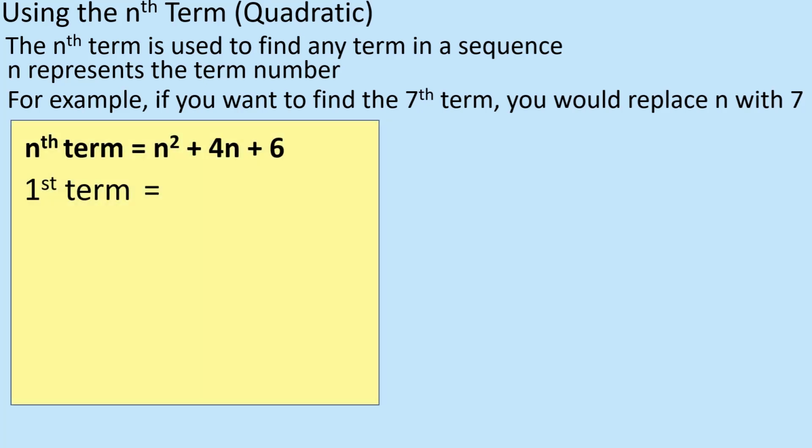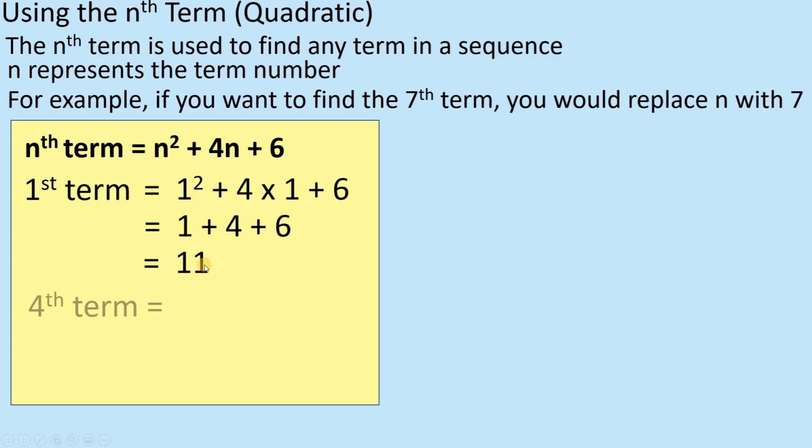If you're given a quadratic nth term, and I know it's quadratic because it says n squared plus 4n plus 6, so it's the n squared bit that tells me. Essentially all we're doing is substituting values into this expression. So we're going to put the number 1 into this. We're going to do 1 squared plus 4 times 1 plus 6. You'll see that written down there. And that's it. So that would be our first term.